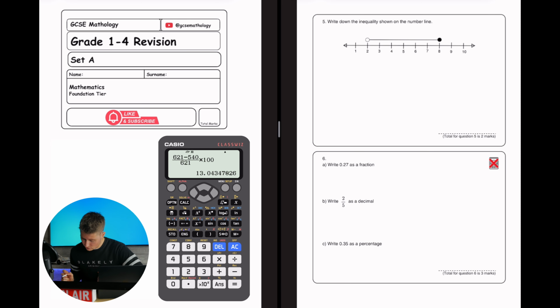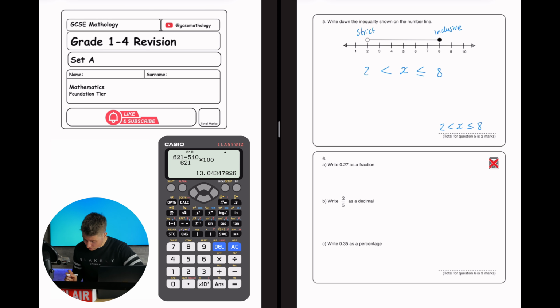Question 5 says write down the inequality shown on the number line. So we've got a strict inequality here and an inclusive inequality here. It's bounded by 8 and 2. And if we assume x as the algebra, we're going to draw in our inequality signs, but the one closest to the 8 will be underlined because this is an inclusive inequality. So it includes 8. So the final answer is x, which is greater than 2, but less than or equal to 8.